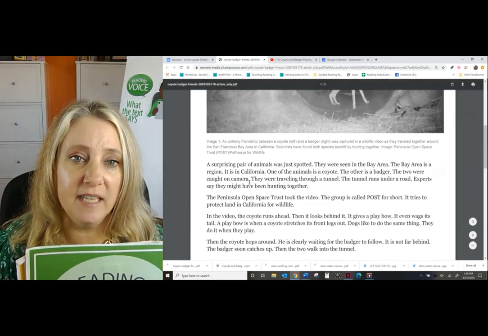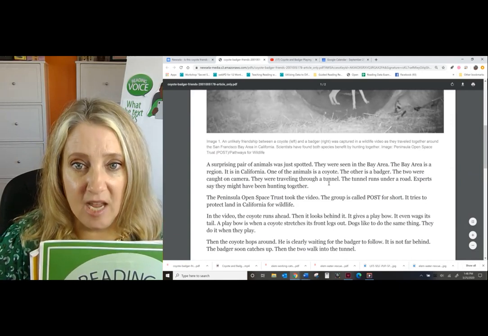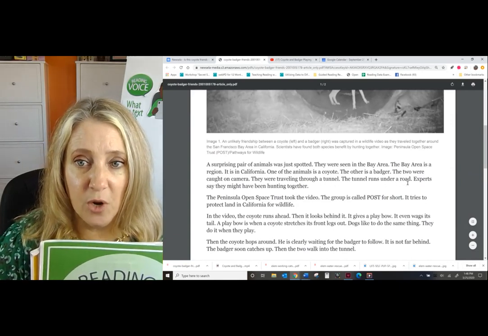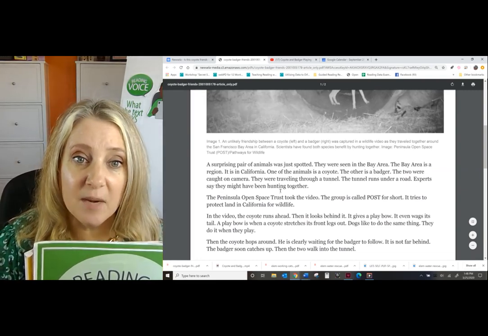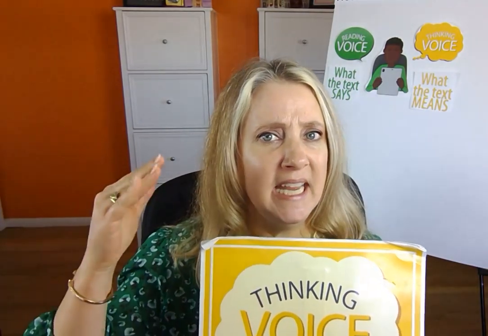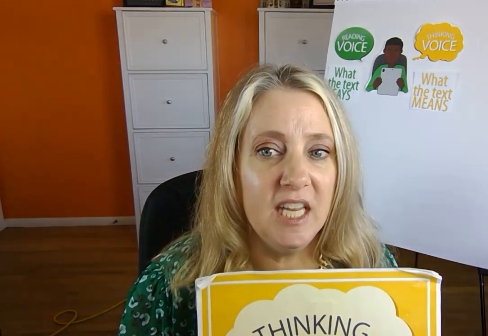The two were caught on camera. They were traveling through a tunnel. The tunnel runs under a road. Experts say they might have been hunting together. Okay, so my thinking voice is really questioning this a little bit. I'm wondering, why are these two in a city? Why are these two in a tunnel that's going under a road? Why aren't they in the woods, the wilderness? Isn't that where these kinds of animals belong? I'm going to keep reading and see if I can find out.